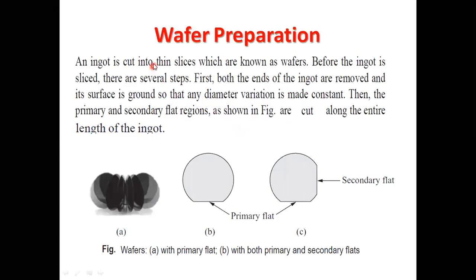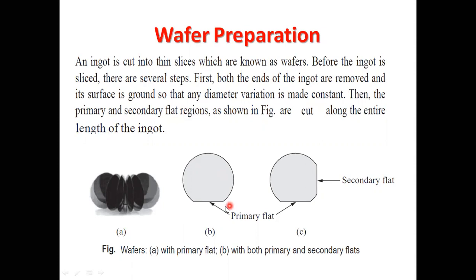So our first topic today is wafer preparation. Now we have seen that while we are making the single crystal silicon, we have made an ingot. An ingot is a cylindrical type of crystal. Now an ingot is cut into thin slices which are known as wafers. Before the ingot is sliced, there are several steps. First, both the ends of the ingot are removed and its surface is ground so that any diameter variation is made constant. Then the primary and the secondary flat regions are cut along the entire length of the ingot.